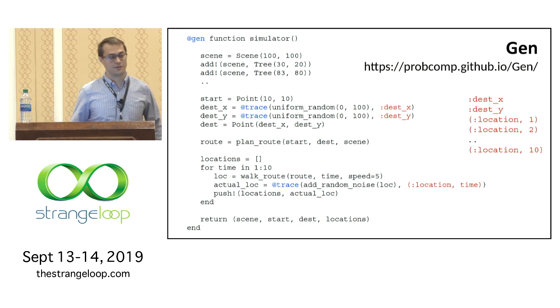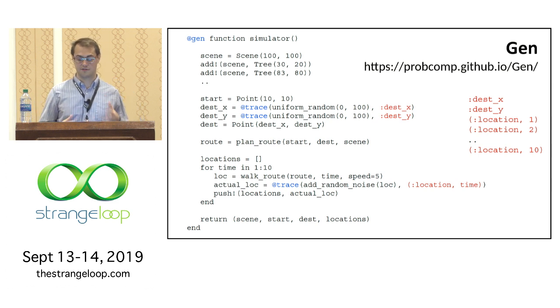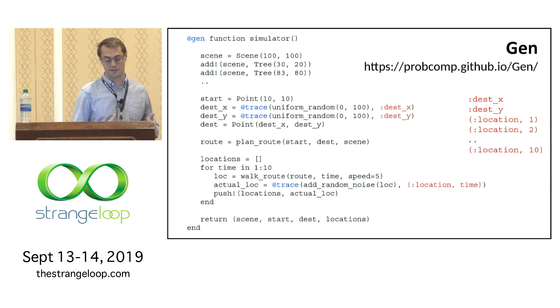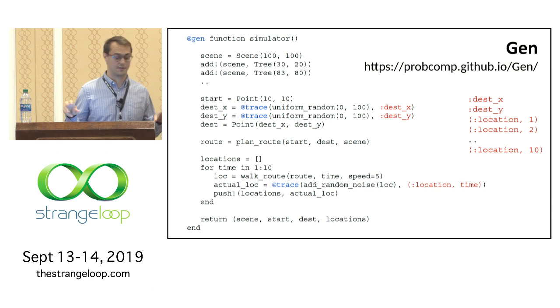I'm calling this keyword trace because when Gen executes this code, it's going to record the values of all these random choices into a sort of execution trace, which is in part a key-value store mapping these IDs to the random values they took in a particular run.